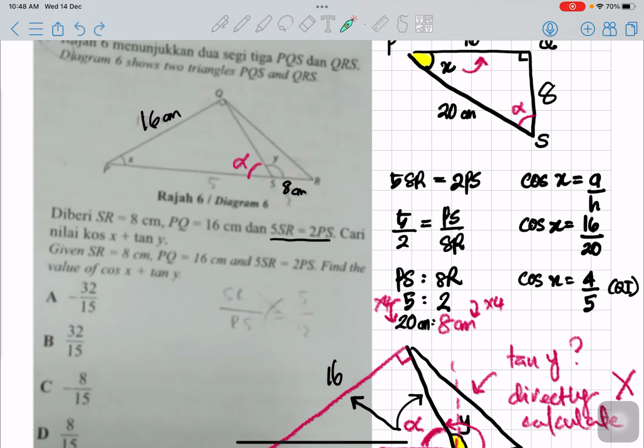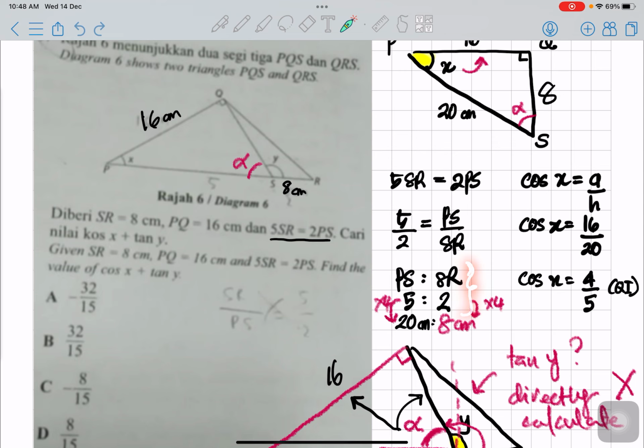And then how do we use the ratio given? First, given 5 SR equals 2 PS, we move the 2 to the left hand side, so we get 5 over 2, and we move the SR to the right hand side, we get PS over SR. We learned that in ratio, PS to SR we can write in this format: PS double dot SR, so it is also 5 double dot 2. It is easiest for us to calculate in this method.